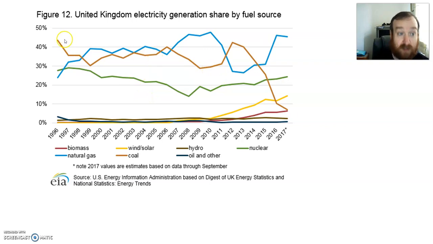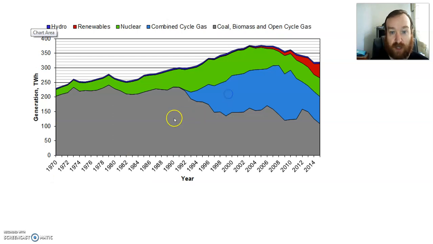So at the beginning in 1996, over 40%, and then in 2017, less than 10%. You could talk about those changes. You need to be able to describe and interpret those graphs. Okay, here's another way of presenting the data.